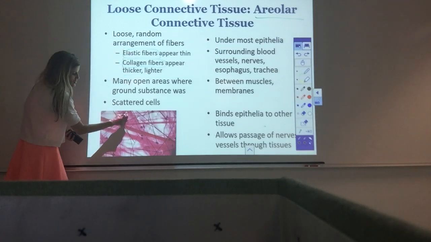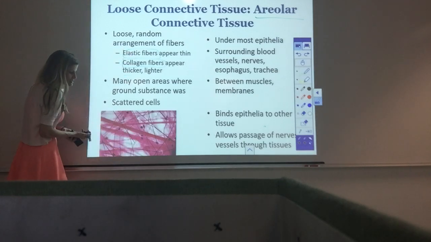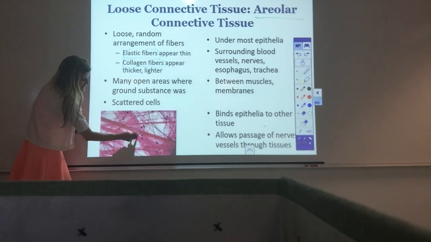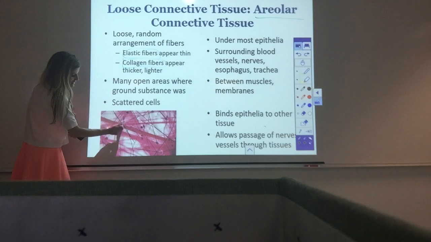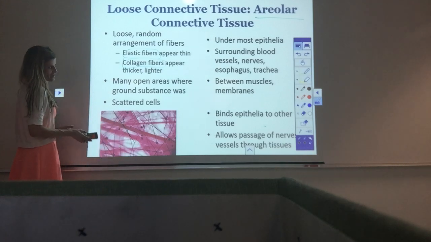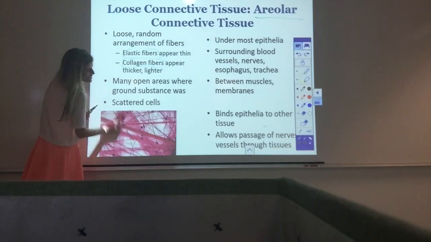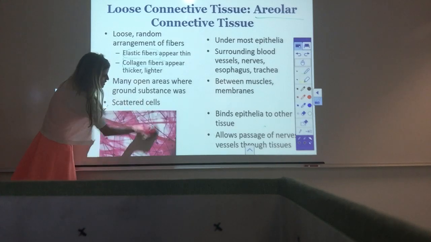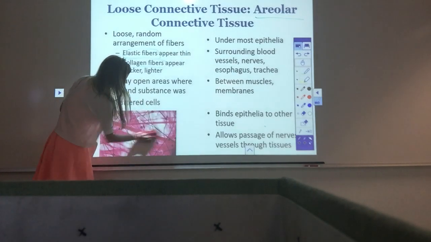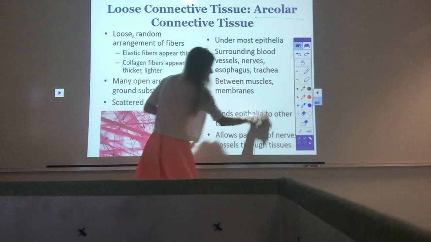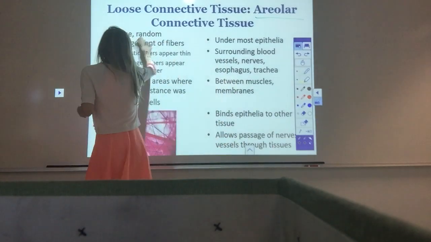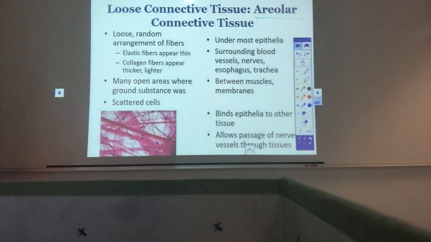I would like you to know that these cells are fibroblasts. I would like you to know that these light pink thick lines are collagen and these dark thin lines are elastin or elastic fibers. We see this underneath the skin. We see this kind of forming sheets between muscles and membranes. It's a connective tissue, so it binds other epithelial tissues, it binds other types of tissues together.